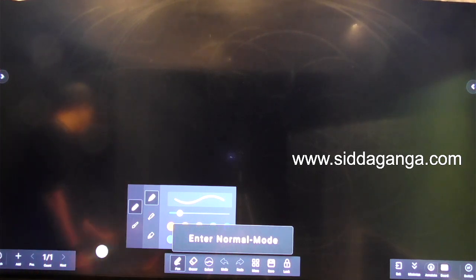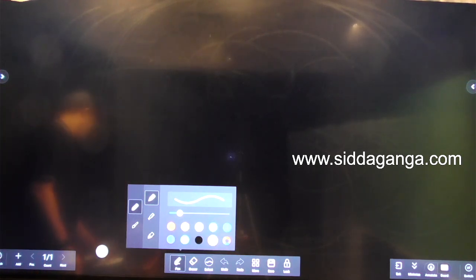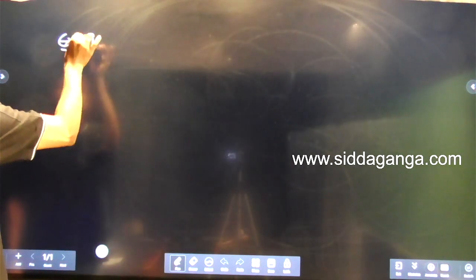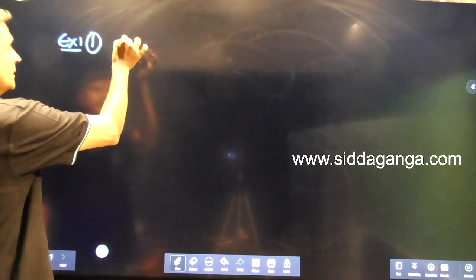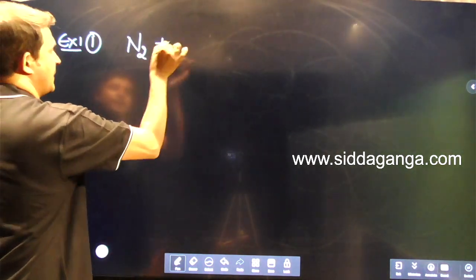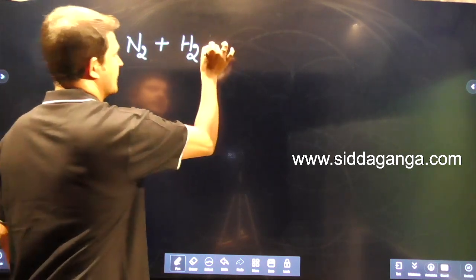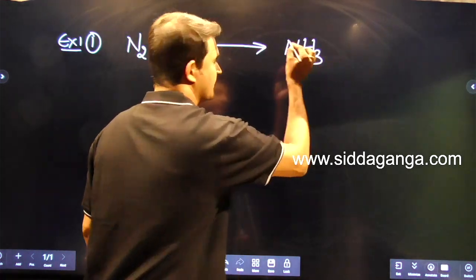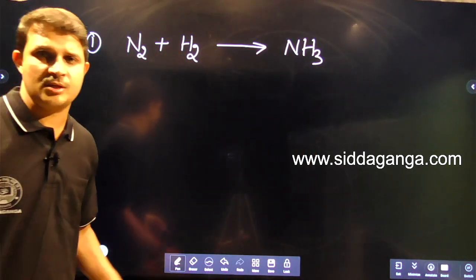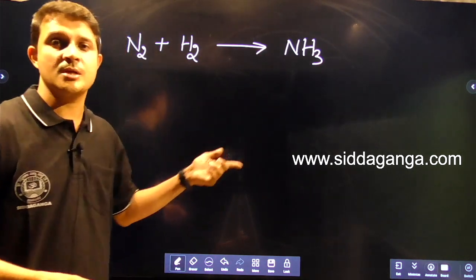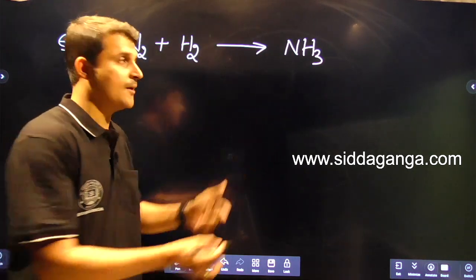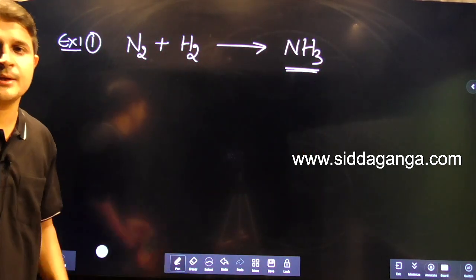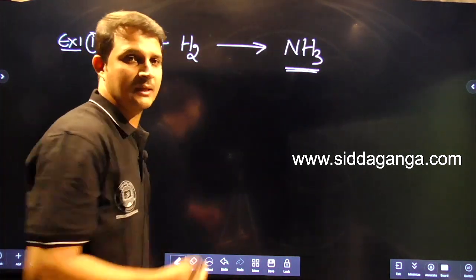So let's start with a few examples. Example 1. Nitrogen plus hydrogen combines to give ammonia, NH3. This is a very important equation called Haber's process for the preparation of ammonia from nitrogen and hydrogen. Okay, so here we need to balance the reaction now.